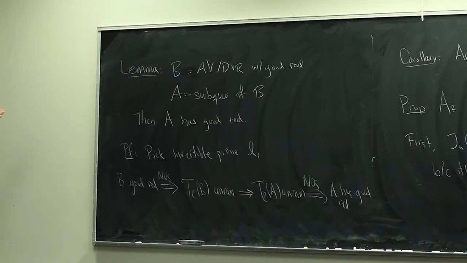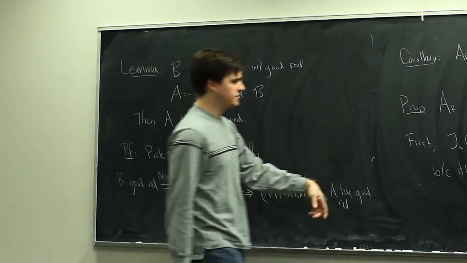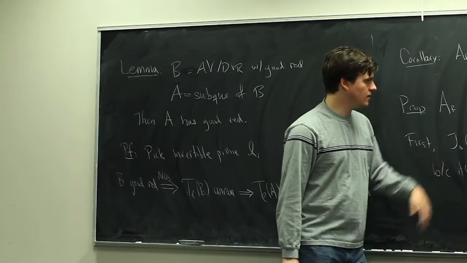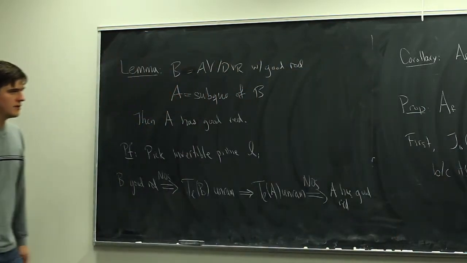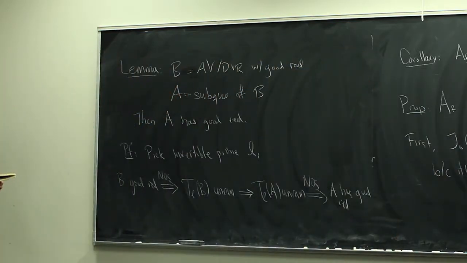Okay, so if you start with something with good reduction and do any linear operations to it, you're not going to pick up bad reduction. And that's what we're doing here. We're starting with J0n that has good reduction, and we're building some quotient of it, so it's going to keep good reduction. Are there any questions so far?